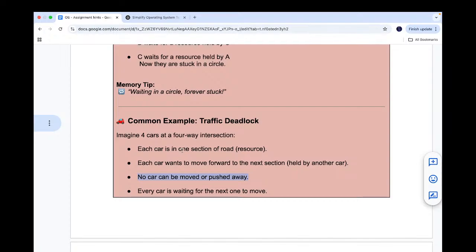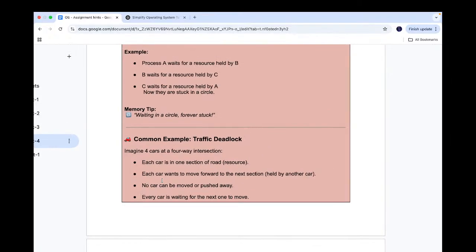Each car is in one section of a road. Each car wants to move forward to the next section. No car can be moved or pushed away. Every car is waiting for the next one to move.